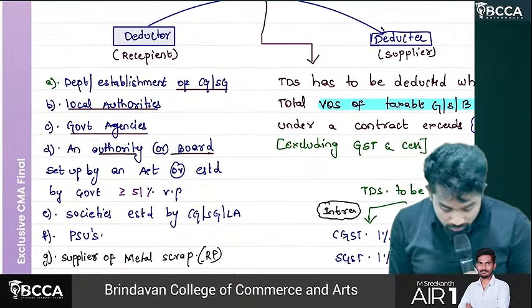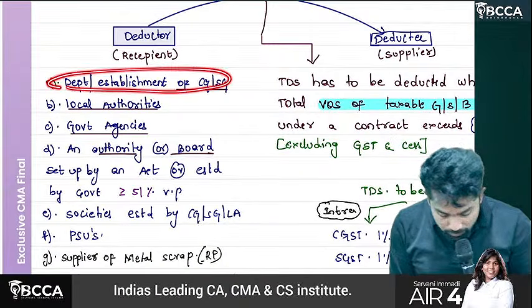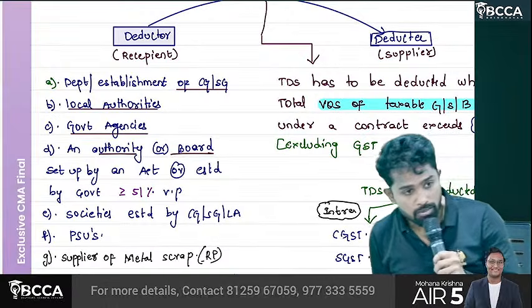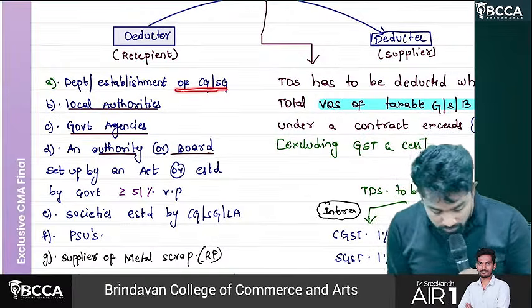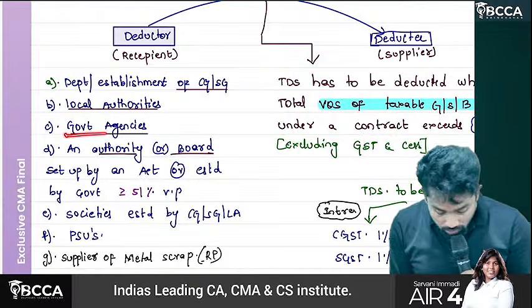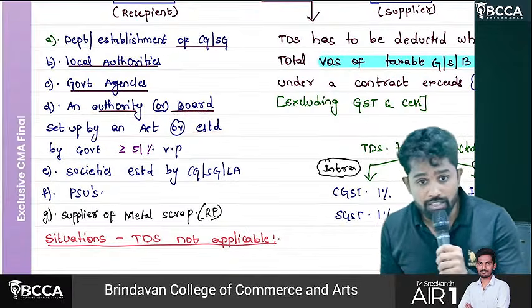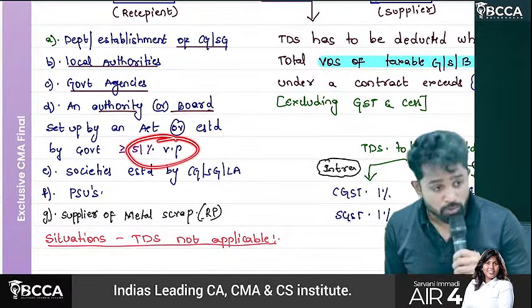What are those? If they are like department or establishment of central state government, local authorities, government agencies, or any authority or board set up by an act or established by government where more than or equal to 51% voting power is there.